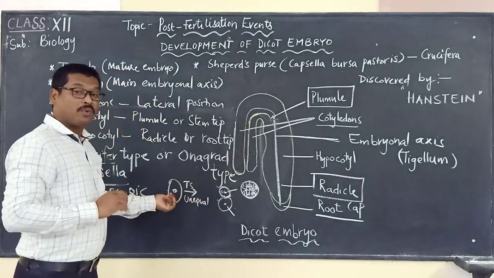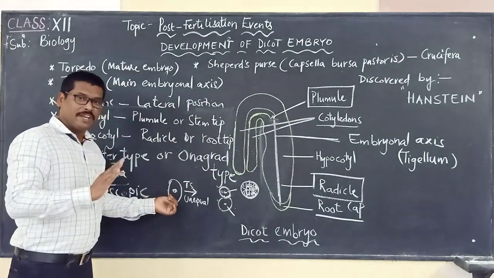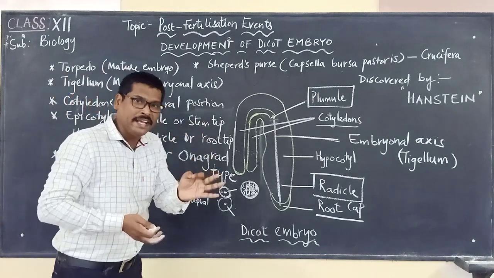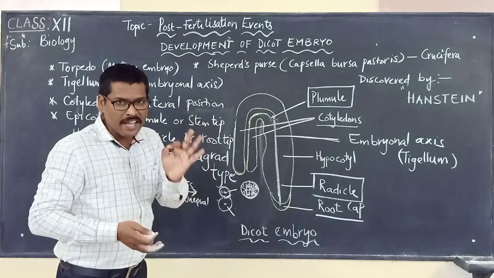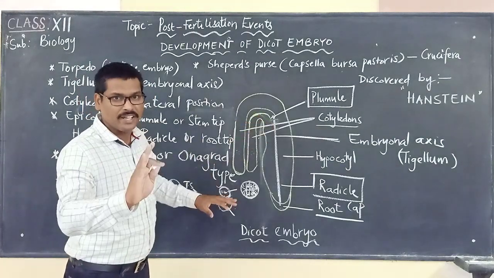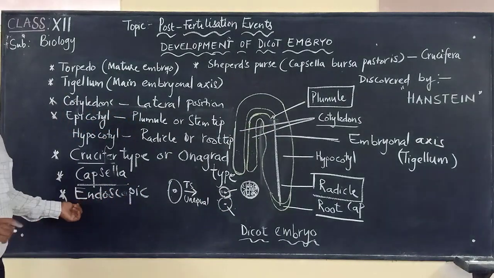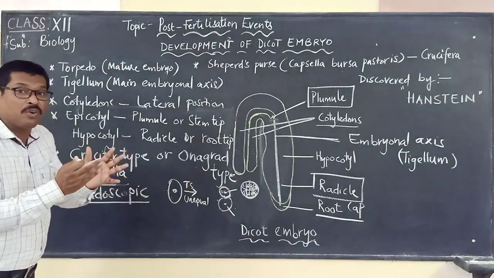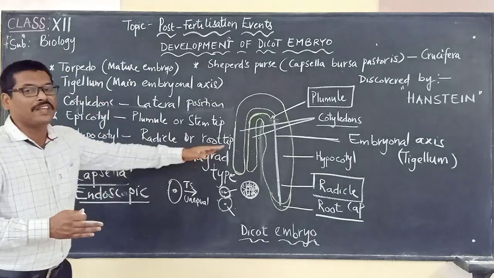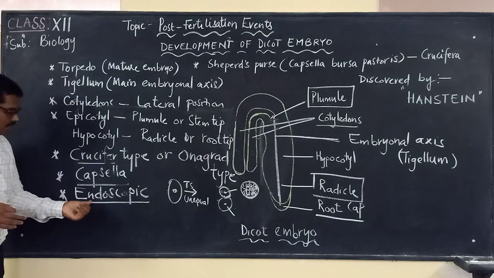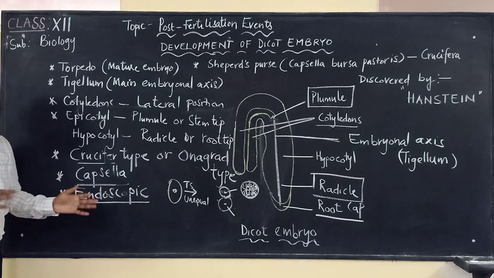Even though they come from the zygote, only a few cells of the zygote are involved in the formation of the embryo. So that's why we are using the word endospermic. Endospermic means when a few cells of the zygote are involved in the formation of the embryo. Please remember this. This is another word which is very, very important.